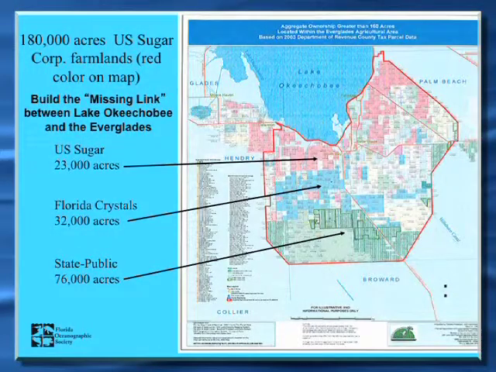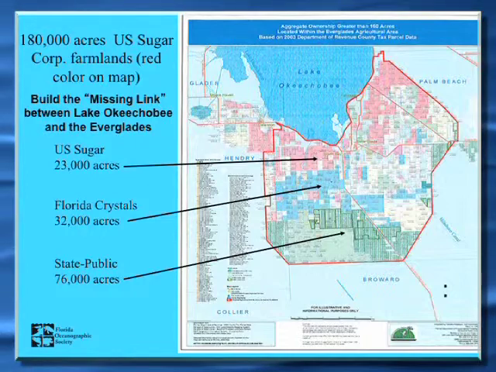In fact, we look at this corridor area between the Miami and North New River Canals, between Lake Okeechobee and the Everglades, and the pinkish, reddish color is U.S. Sugar lands. Florida Crystal has some land in there, and then we own a lot of the southern portion. What you see in green there in the EAA is owned by the public.